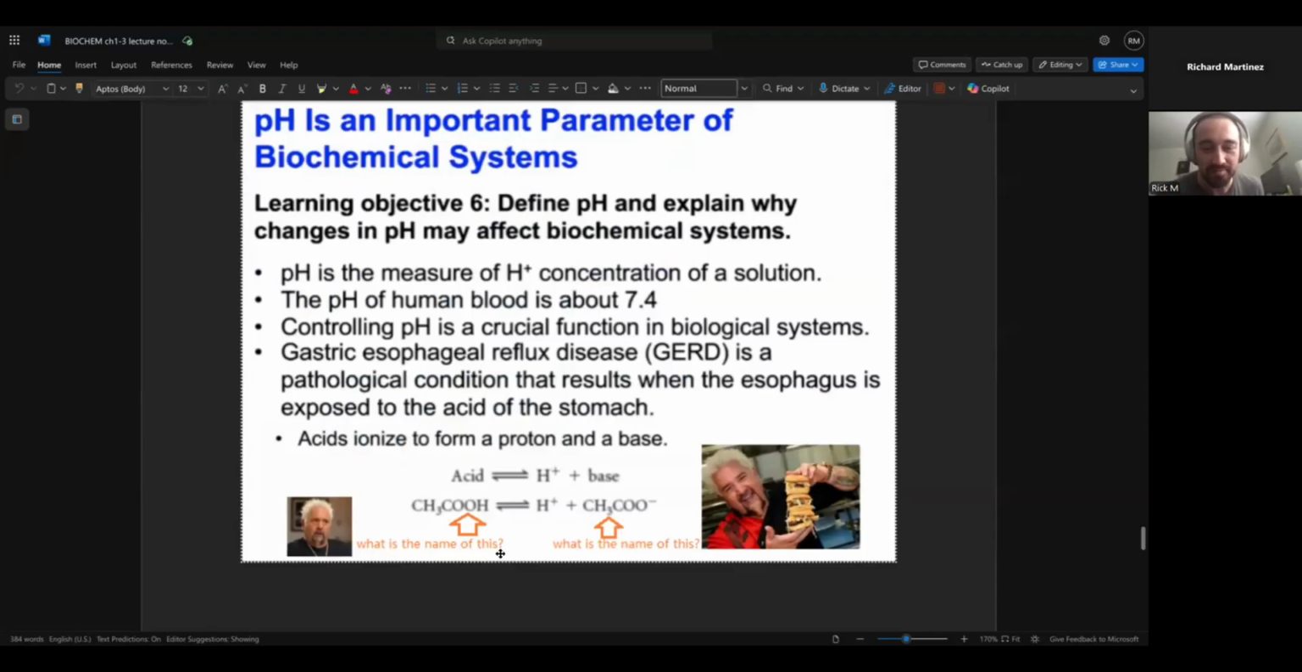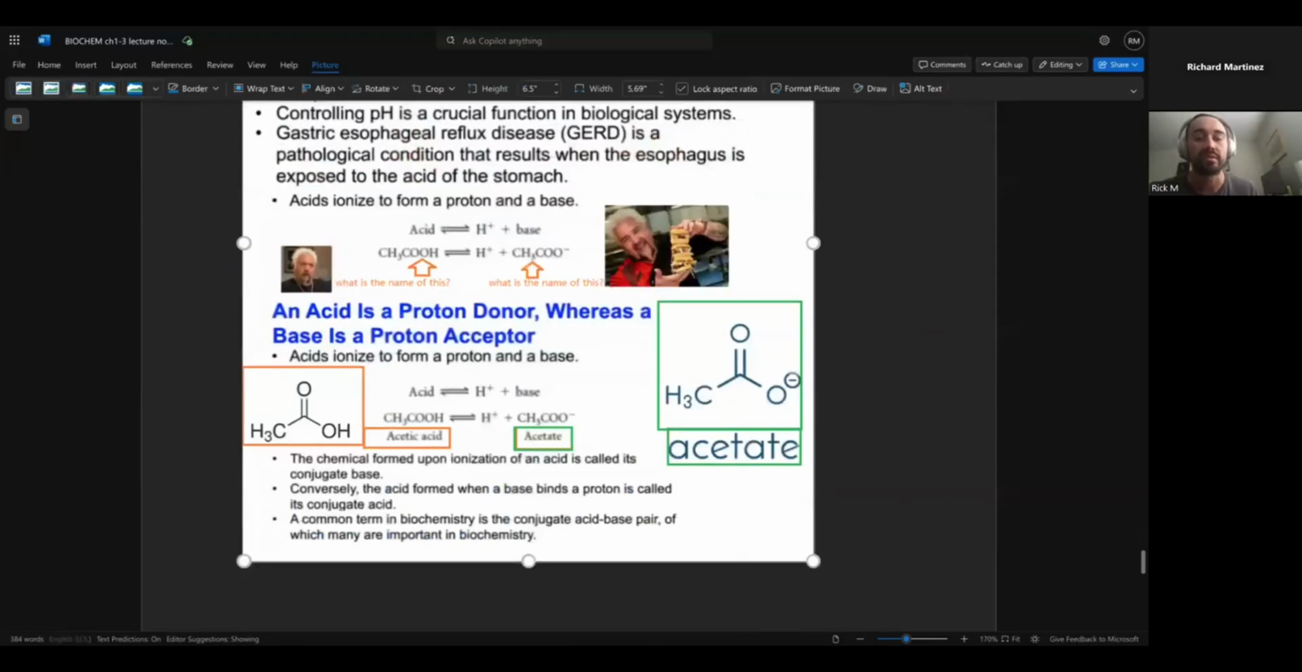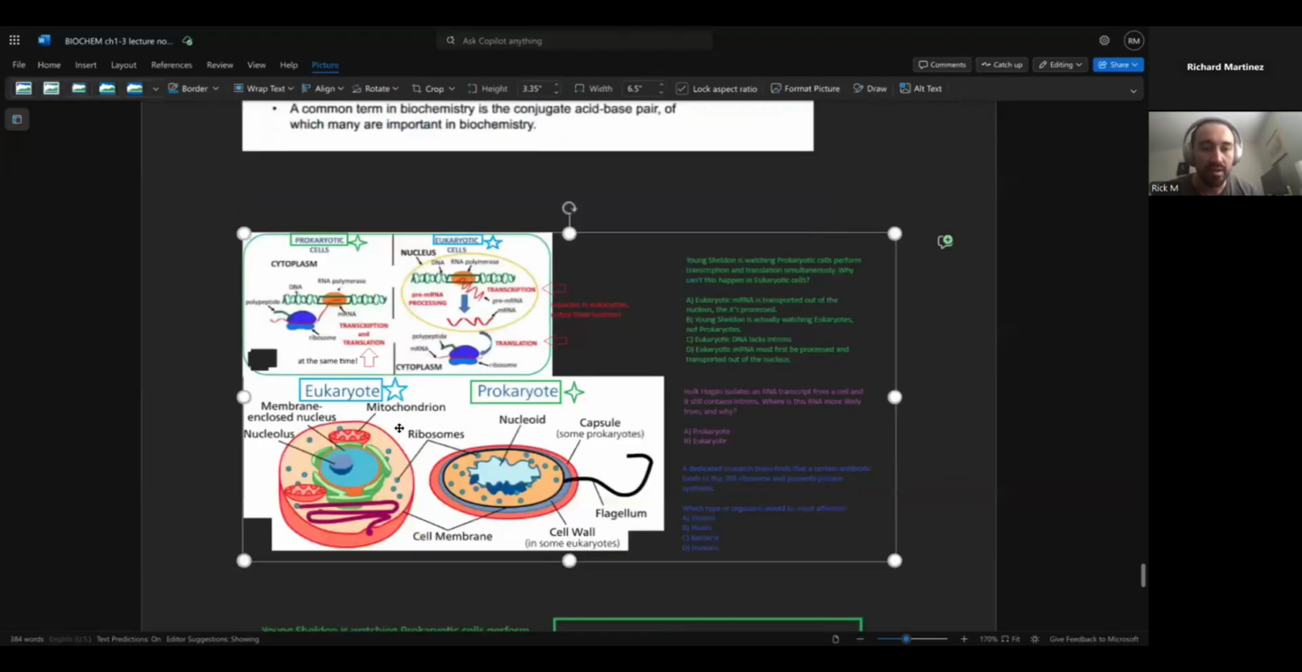What is the name of this? You got the names of this. You can quiz yourself. If you don't know them, that's fine. Remember, base is a negative. Acid has an extra hydrogen, an extra proton. Acetate, acetic acid. I'll put a picture of them right here.